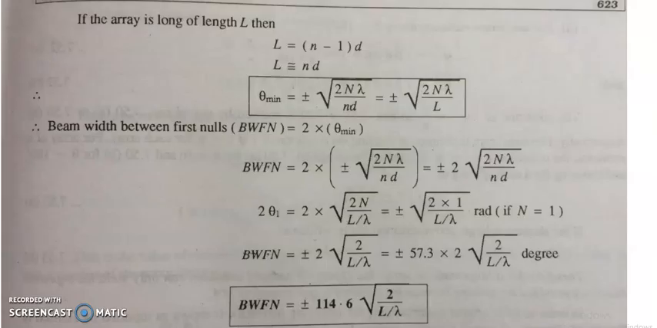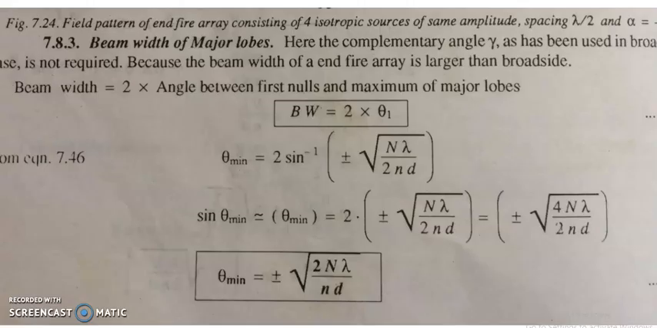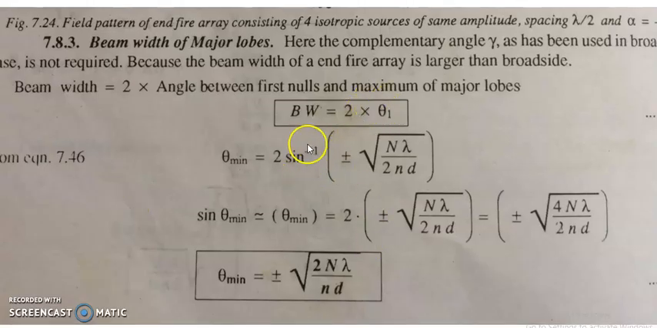How are we finding the beam width? Just put the same equation as above. Here you have the beam width of major lobes. Beam width is equal to 2 into theta 1. Theta minimum is 2 sine inverse of plus or minus root of n lambda divided by 2 nd. We got it from the earlier equation. Sine theta minimum is equal to theta minimum. Why? Because if the angle theta is very small, sine theta is almost equal to theta.